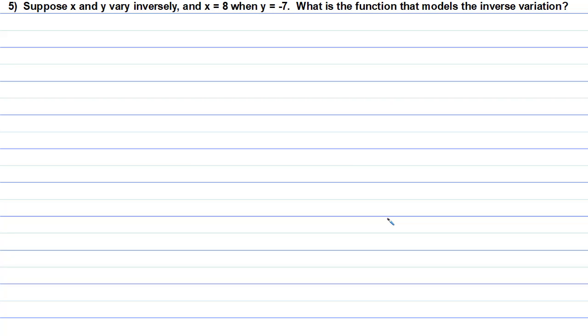I want you to find out what is the function model when x varies inversely with y, when x is 8 and y is -7. So you should have come up with y is equal to -56 over x.